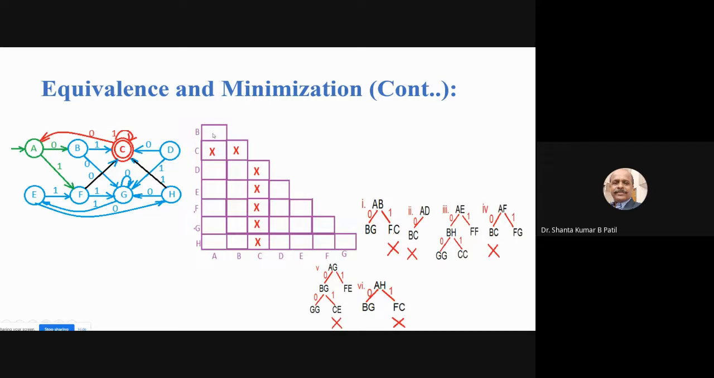So start from this square. It is BA. Mark the root node as AB or BA. AB on 0, it is BG. From this figure, A on 0 is B, B on 0 is G. That's why AB on 0 is BG. AB on 1: A on 1 is F, B on 1 is C, so it is FC. So this leaf node has a cross mark.